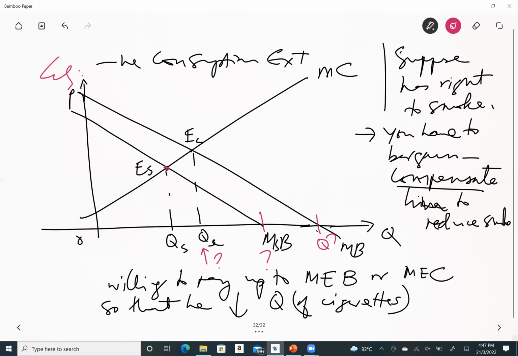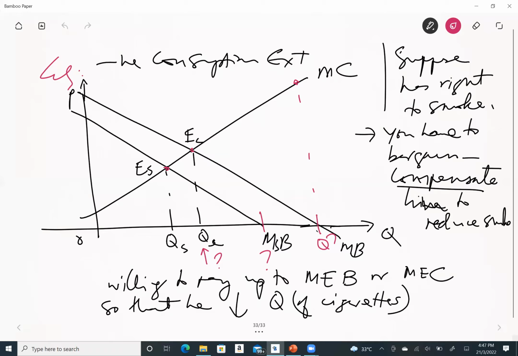Even though he has the right to smoke, he doesn't smoke all the way here. Here, marginal cost is very high. He will start smoking here at QC. That's the market outcome, the competitive outcome. So you start at QC. That's the beginning point when he has the right to smoke.